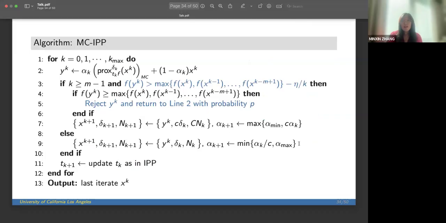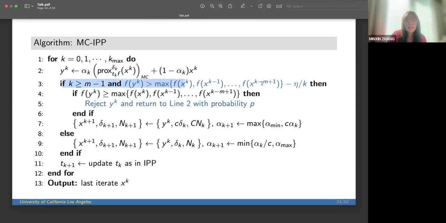And the other algorithm we consider is MC-IPP, which is based on Monte Carlo integration for proximal operator estimation. Because the Monte Carlo estimation suffers more from high variance, we introduce this damping parameter alpha k here to prevent the algorithm from going along the wrong direction too far.